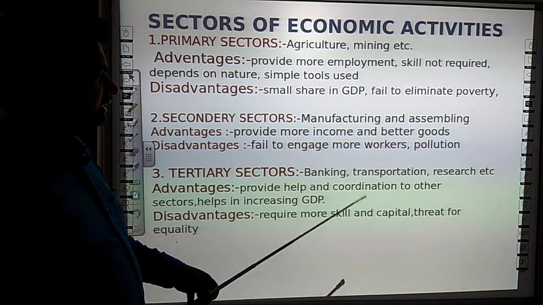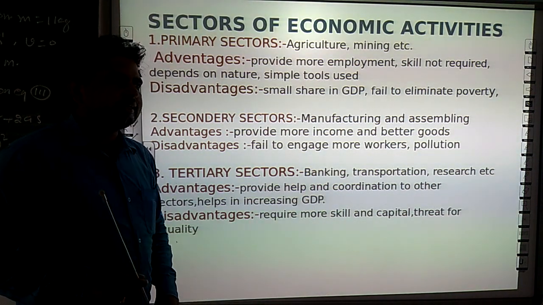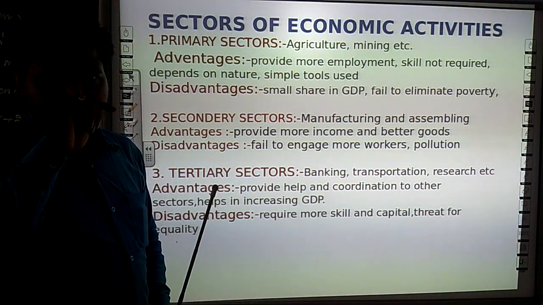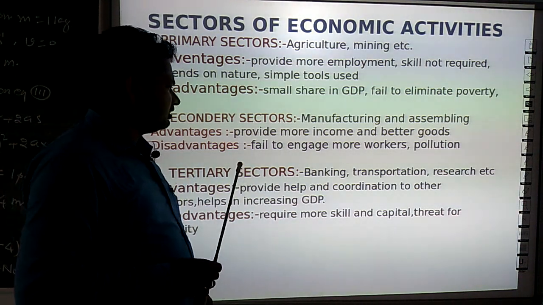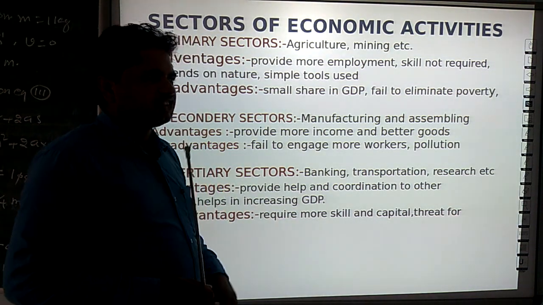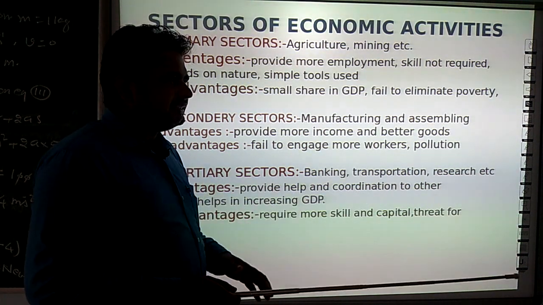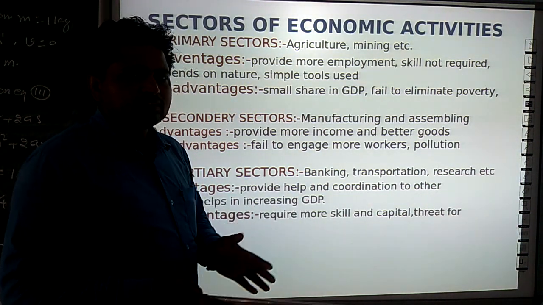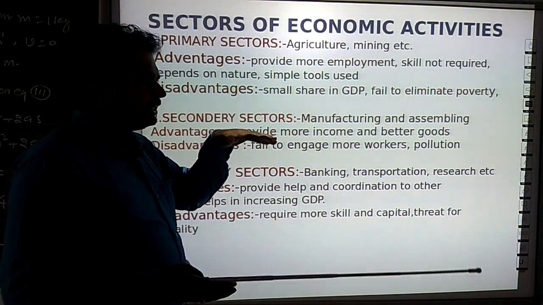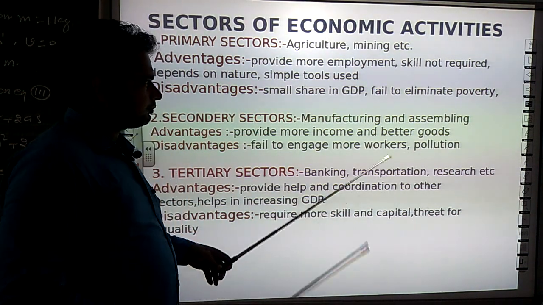And the second disadvantage: it is a threat to equality. As persons get involved in the tertiary sector, their standard of living starts to rise day by day, and certainly it creates a gap within the society in the form of rich and poor.